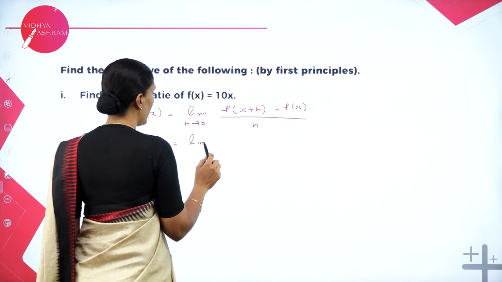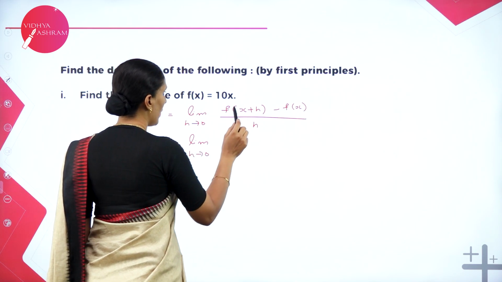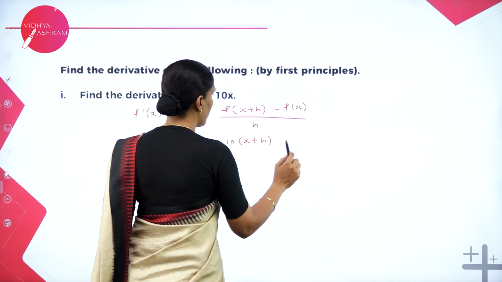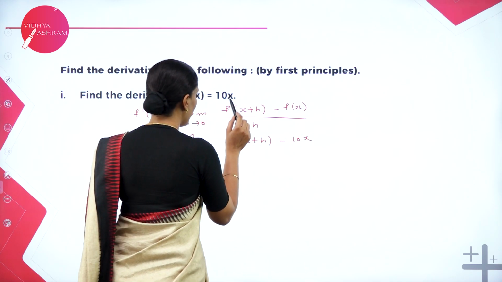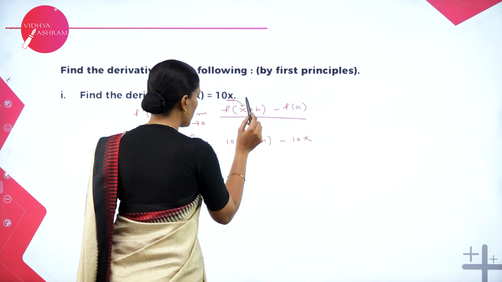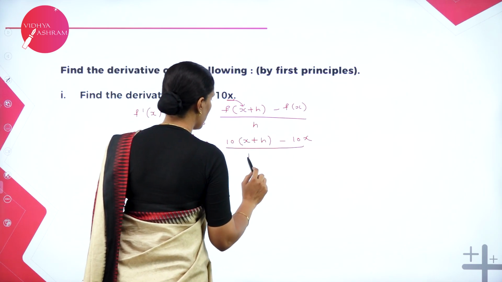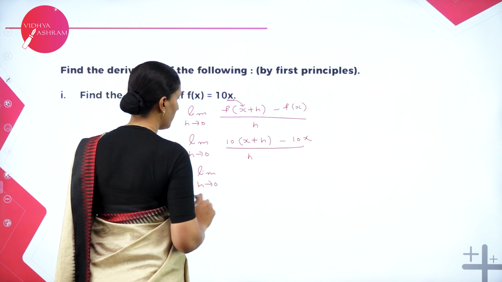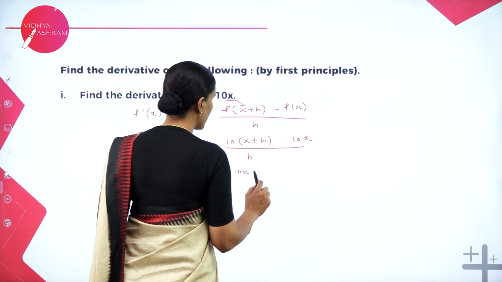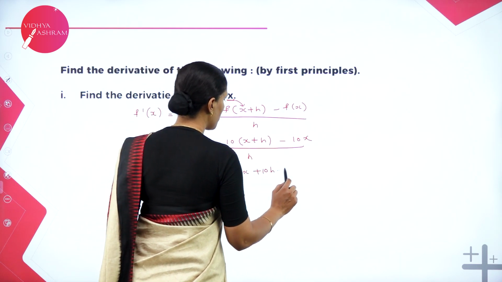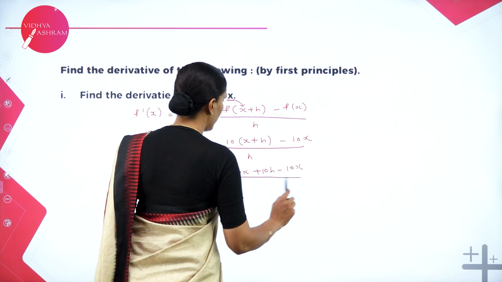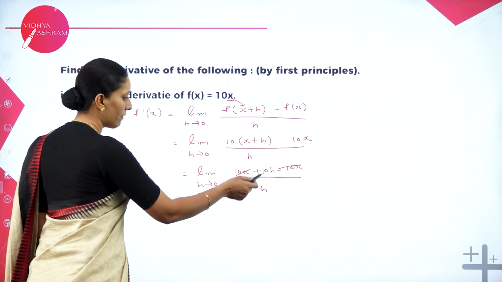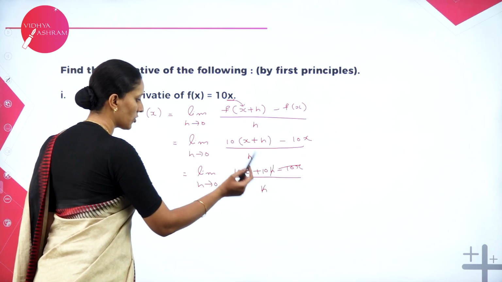Now limit h tends to 0, f of x plus h can be written as 10 times x plus h minus 10x. Whatever the value of x here, it should be replaced by x plus h. So limit h tends to 0, 10x plus 10h minus 10x divided by h. 10x minus 10x cancels. We have 10h by h, which cancels.